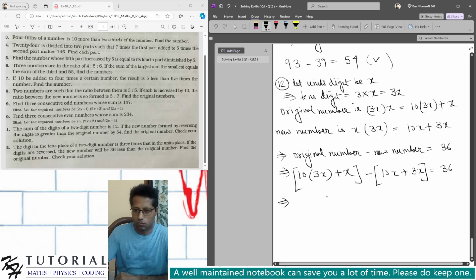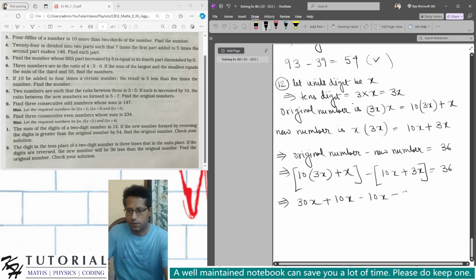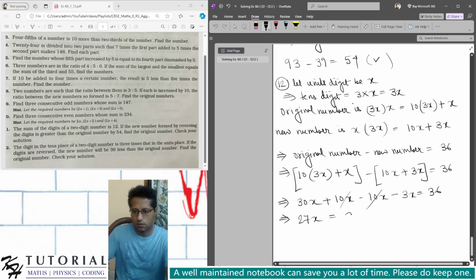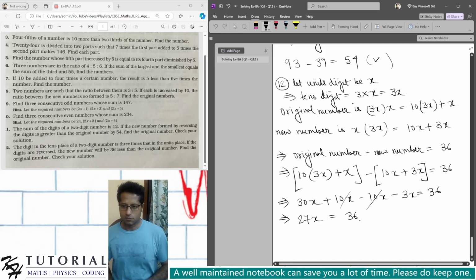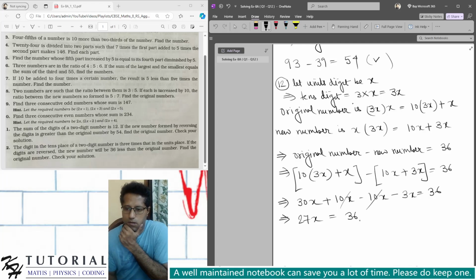If we do the product and open up the brackets, we get 30x plus 10x minus 10x minus 3x is equal to 36. If we simplify the LHS further, 10x and minus 10x cancel out, and we have 30x minus 3x, which is 27x, is equal to 36. No, this is wrong. x must be a digit. There must be some calculation mistake.